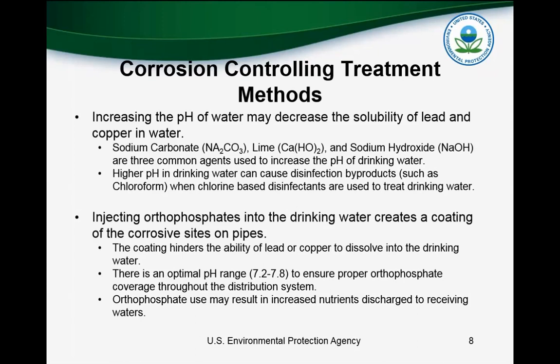Additionally, you could inject orthophosphates into your drinking water. It creates a coating on the inside of the distribution system. The coating hinders the ability of the lead to dissolve into the drinking water. You would like to have the pH of your drinking water in a range of 7.2 to 7.8 to ensure that the orthophosphate is evenly distributed throughout your system. And unfortunately, orthophosphate may result in increased nutrient discharge to receiving waters.